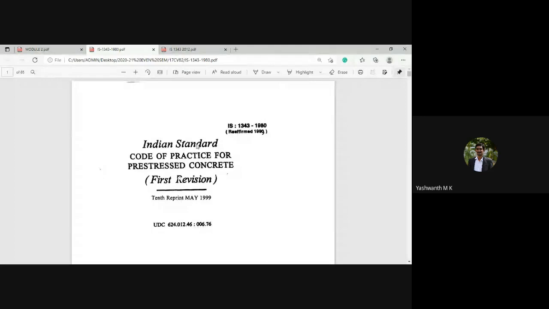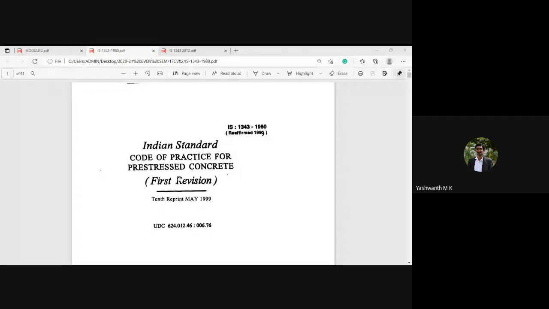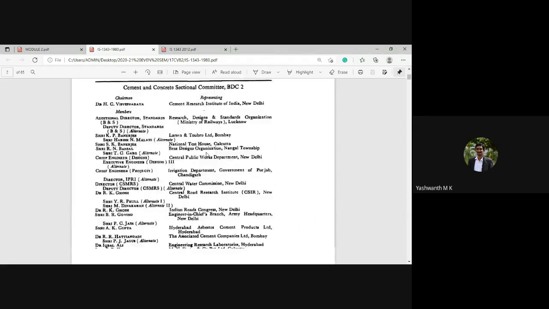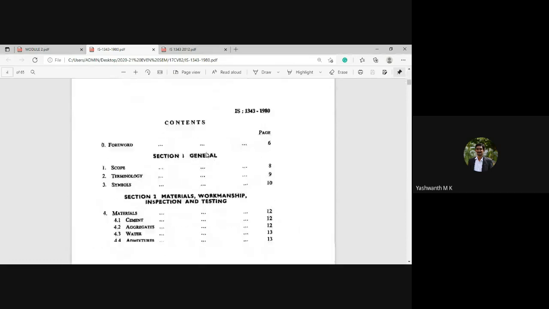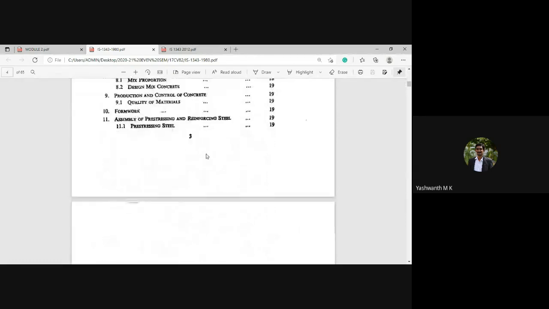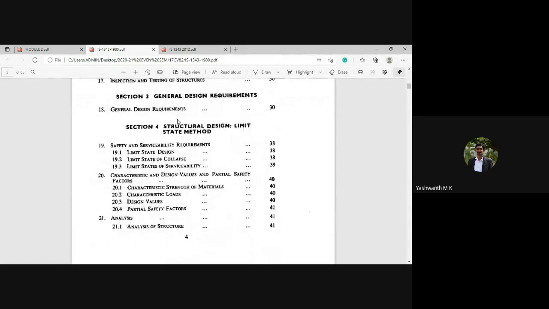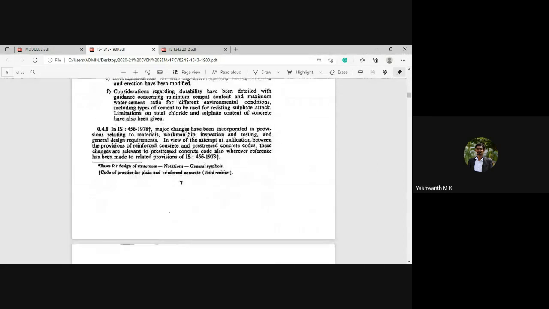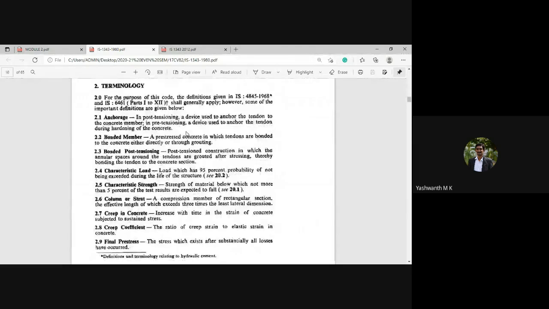Yeah, this is the next code which I wanted to discuss, that is IS 1343/1980. This is the earlier code we used to follow, the Indian Standard Code of Practice for Pre-Stressed Concrete. Here also the same things are mentioned: the same classes, all the general design requirements, everything. So what you can get from this code, I will tell you.